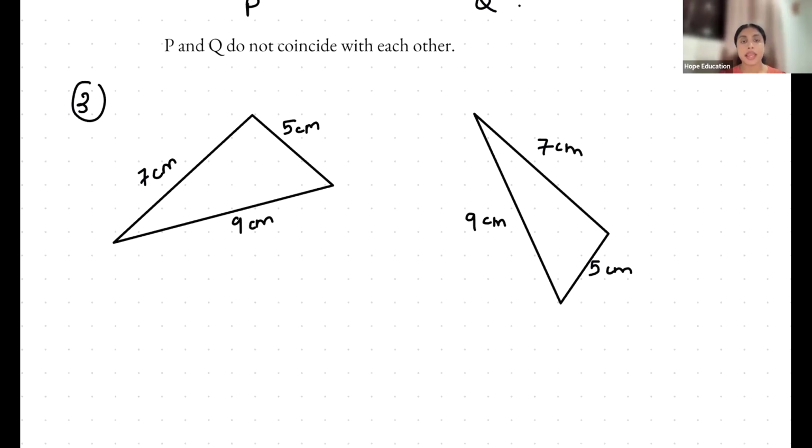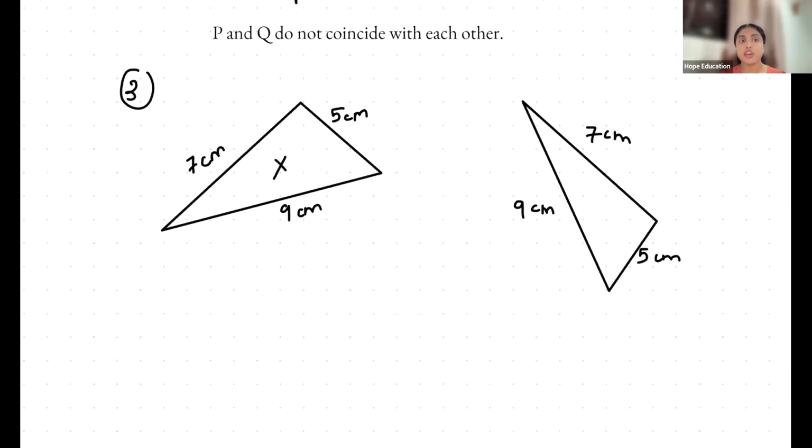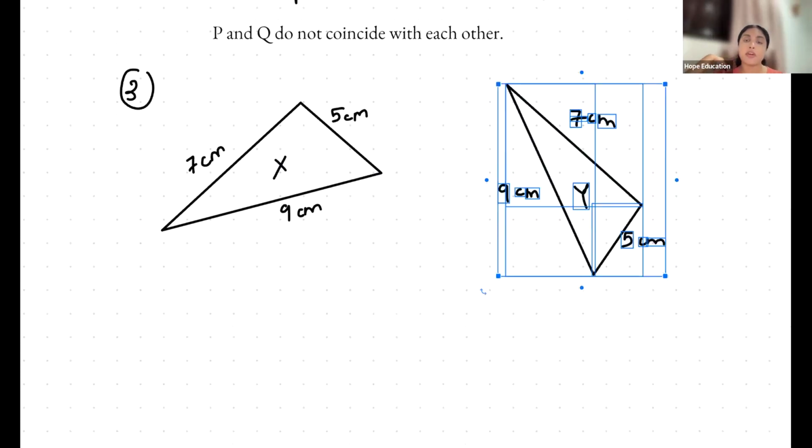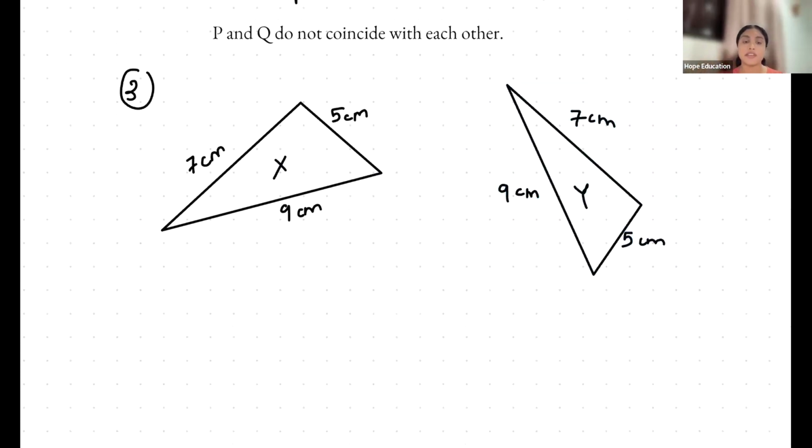So this is triangle X and this is triangle Y. Do you think they coincide with each other? Do you think if I keep them on top of each other, they will properly fit? Yes or no? Yes. If we rotate, it will coincide. Rotating, we can arrange it the way we want. But will they coincide? Yes, they will coincide. Then we can say X and Y will coincide with each other.